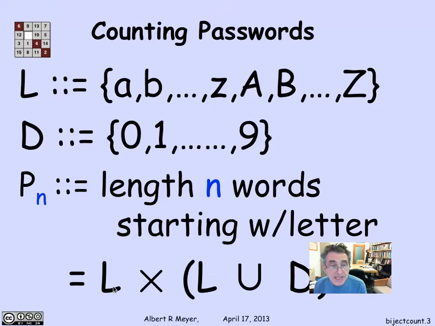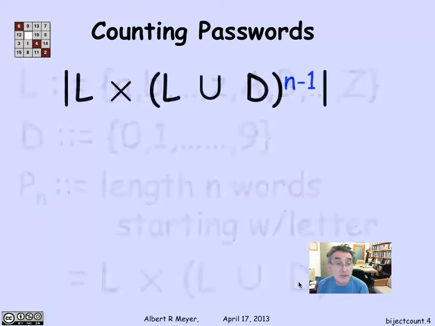So we can express that as a length n word broken up into the first character, which is an L, paired with the rest of the word, the remaining n-1 characters. And the remaining n-1 characters can be either L's or D's. So the length n passwords can be expressed as the product of L with the (n-1)th power of L union D. That is L union D cross L union D cross L union D, n-1 times.